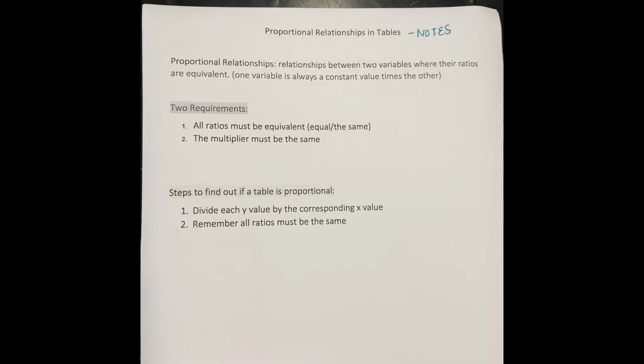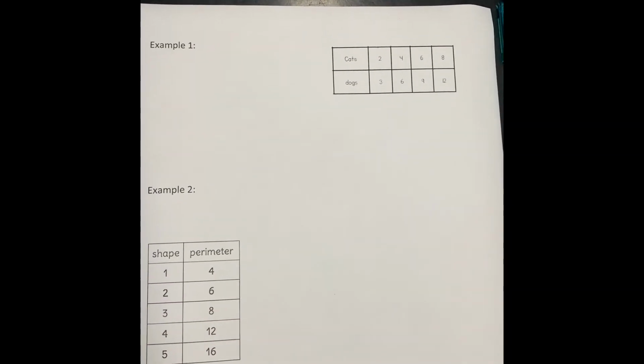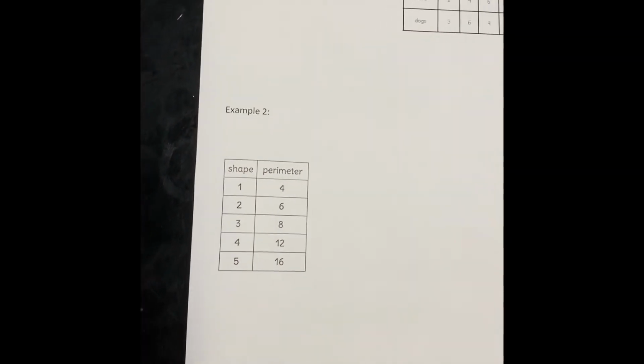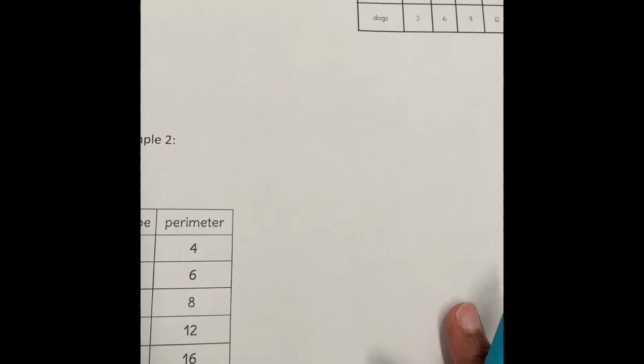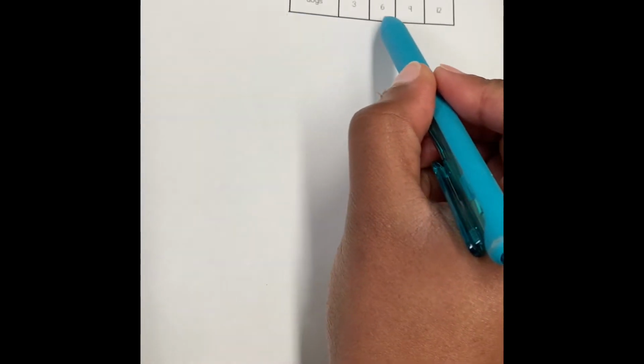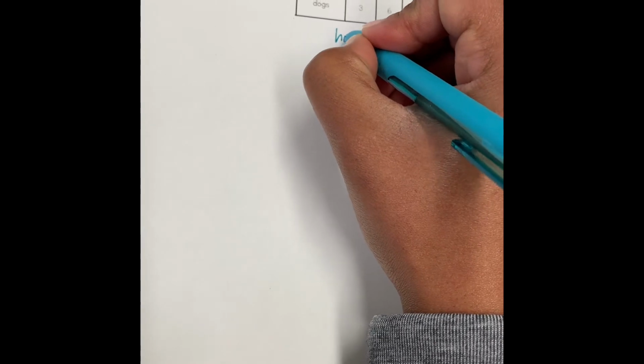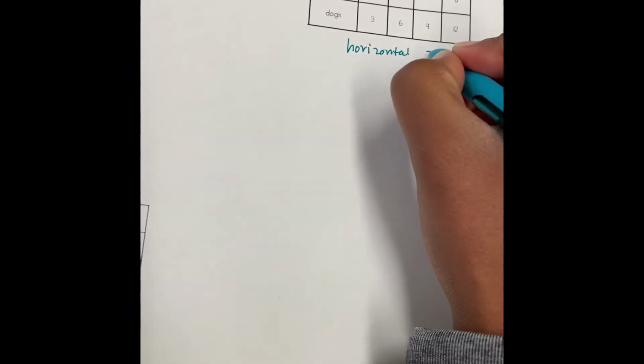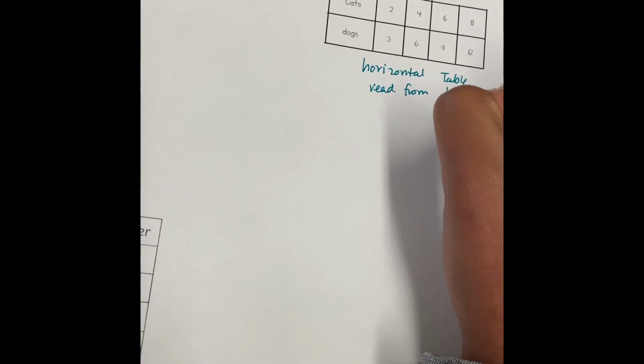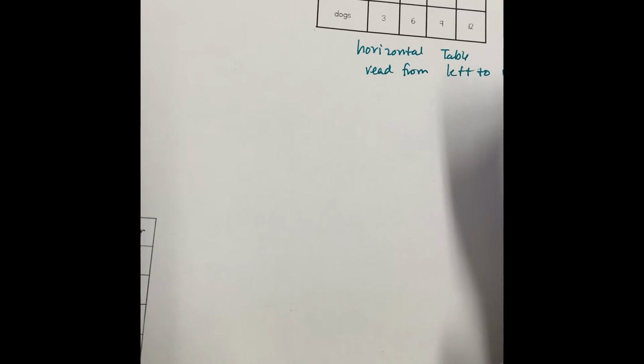Okay, so if I look at my examples, I have 2 tables, example 1 and example 2. My first step said I need to divide the y values by the x values. In this case, I have a horizontal table. It's horizontal because I'm reading from left to right. So that's what makes it horizontal.